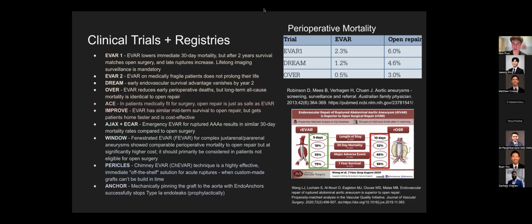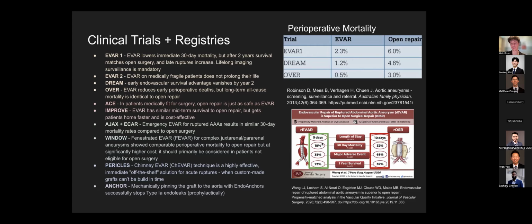These are some graphs showing perioperative mortality among EVAR1, DREAM, and OVER. EVAR was superior to open. And then this is from a JVS article evaluating endovascular repair of ruptured triple A's in comparison to open surgical repair. And findings were very significant. So length of stay was half for EVAR.